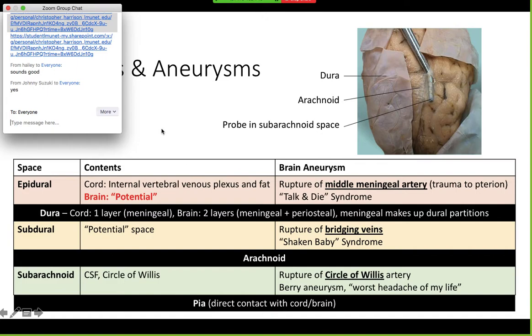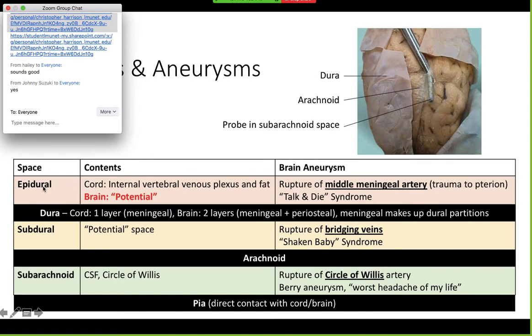Okay, so on the first several slides, he went through the different layers of the meninges and the differences between the spinal cord and the brain itself. And really, Allie did a really good job of just summing it down to what you really need to know. And that is that you have an epidural, a subdural, and a subarachnoid space.